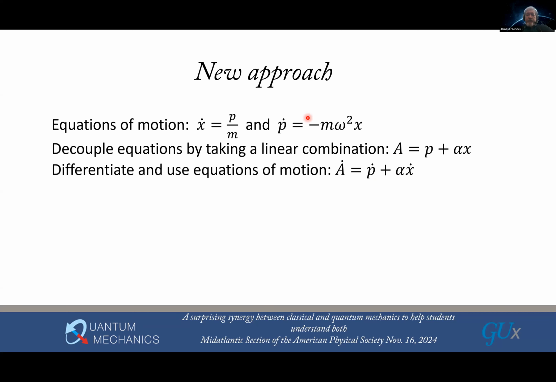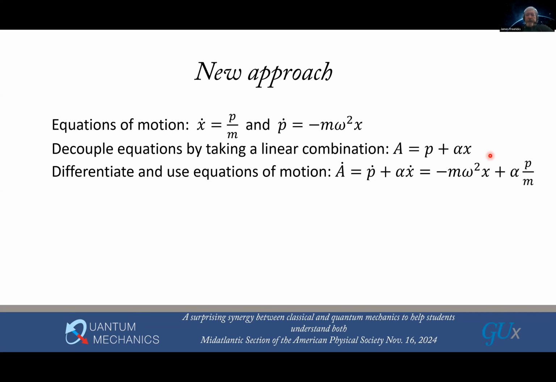So first I have to substitute in with the equations of motion to get minus m omega squared x for the p dot and alpha p over m. Now, if I want to force it to be a number times A, the coefficient of the p term is the thing I have to factor out. So I'm going to factor out alpha over m, and I will get p minus m squared omega squared over alpha x. If I want to force this to be in this form, this coefficient must equal alpha.